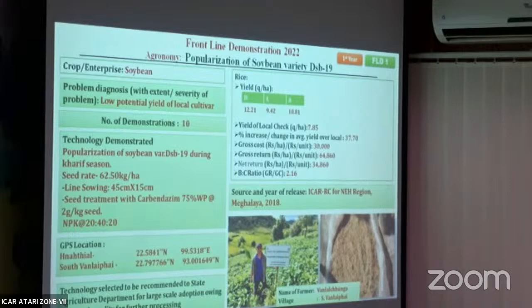We have found that at a higher rate the soybean, although the national average is 25 quintal per hectare, we find that on the higher side there is a yield of 12.21 quintal, and our farmers accept this variety a lot, and then we select this technology to be recommended to the State Agriculture Department, formally to ATARI and our directorate.